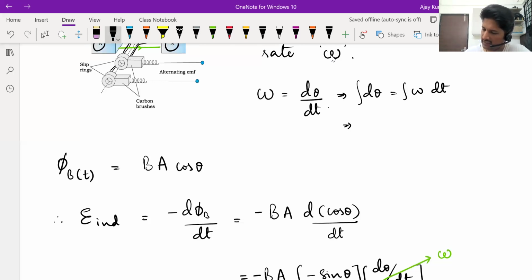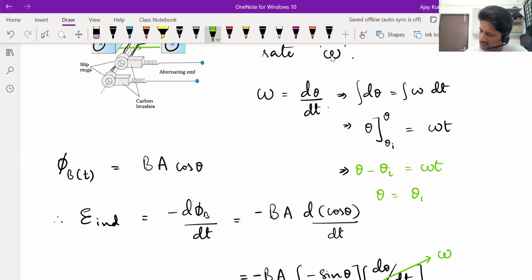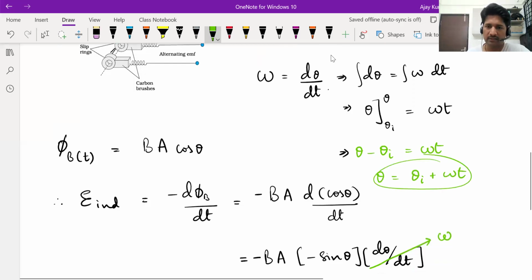Integrate both sides. Integral d theta becomes theta from initial angle to final angle is equal to omega, which is constant. How it is maintained constant? As I said, it's not part of the discussion now. And integral dt is time. So you get theta minus theta initial is omega t. Or you can say angle at any time is initial angle plus omega t. That's the angle between the area vector and magnetic field at any time. That we'll substitute here.